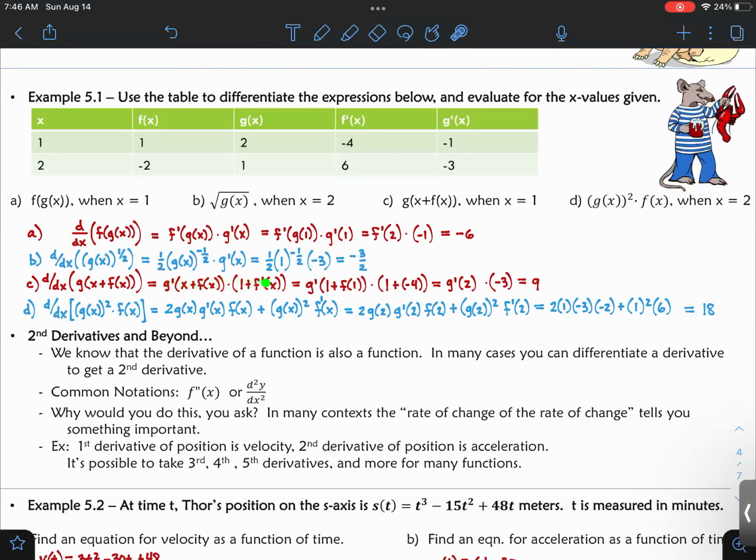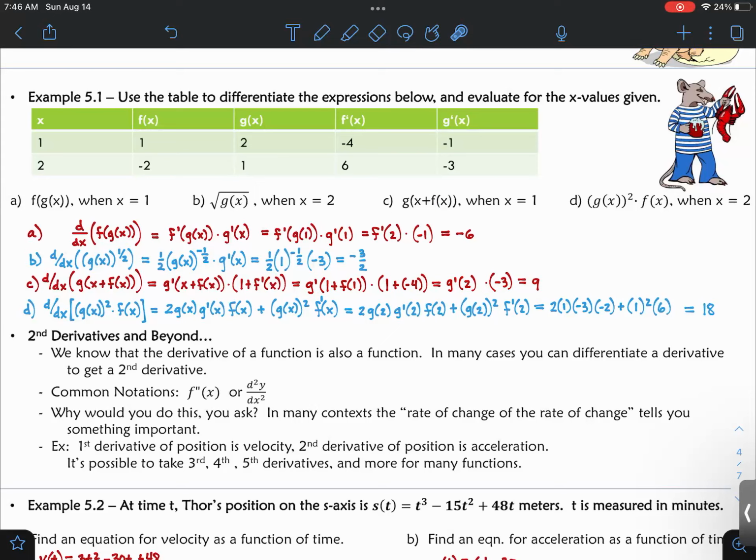I've worked it out in the general sense, and now we go through and replace all the x's with x equals 1 again. So we've got g prime of the quantity 1 plus f of 1 multiplied by the quantity 1 plus -4. F of 1 we're grabbing from the table, adding 1 to it. We eventually get g prime of 2 times -3, and from there we can get to an answer.